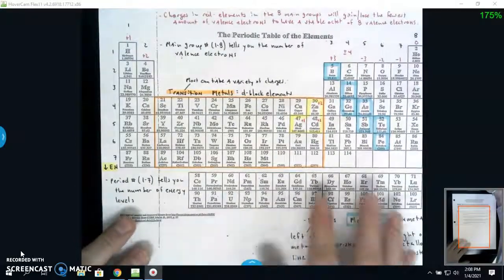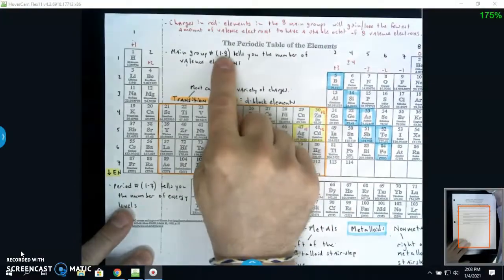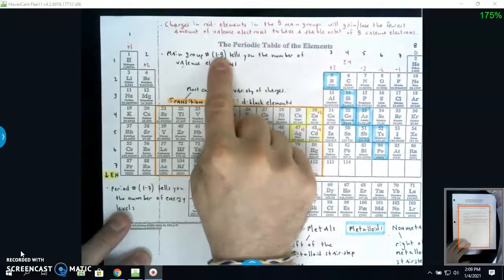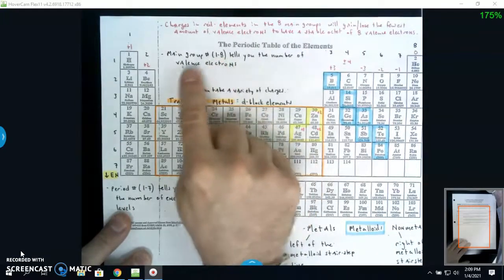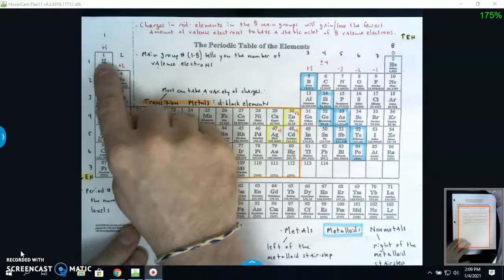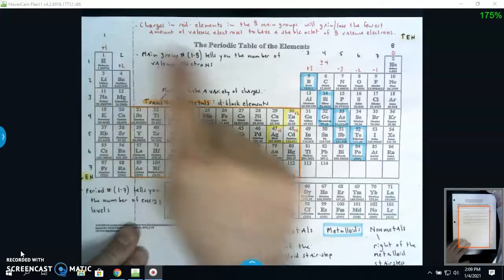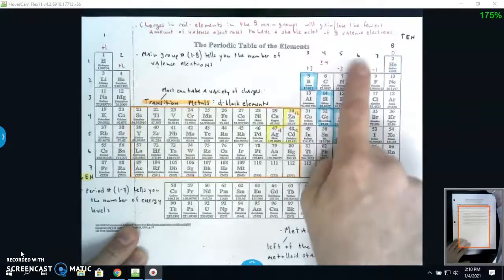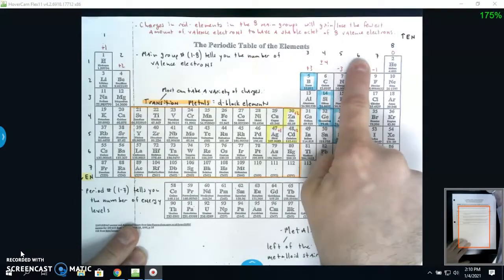Remember, for elements in the 8 main groups, what we do is we take a look at the main group number, which is 1, 2, skip a few, 3, 4, 5, 6, 7, 8. That main group number tells you the number of valence electrons. So for example, hydrogen would have 1 valence electron, and oxygen, for example, would have 6 valence electrons.